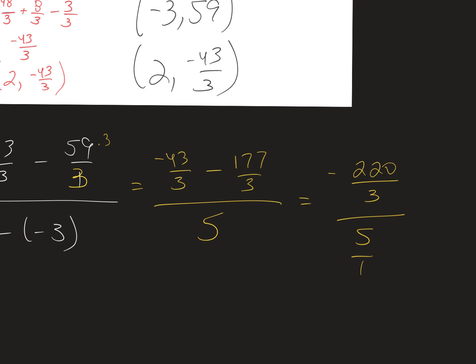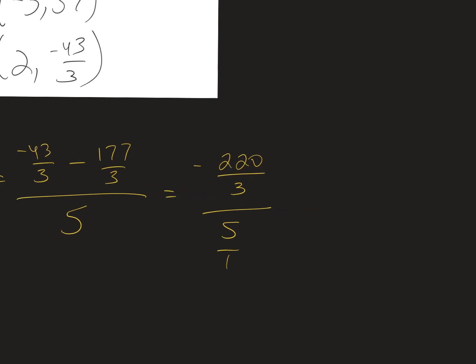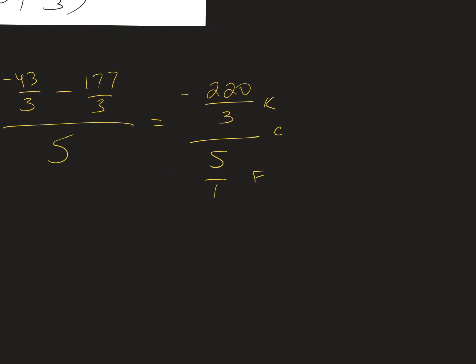All you guys did in the numerator, yeah, it wasn't the greatest thing in the world, but all you did in the numerator was just subtract fractions. Got a common denominator, no big deal. Now you look and you have a fraction divided by a fraction, so you keep, change, flip. So this becomes negative 220 over 3. Keep that first one. What do we change the division to? Multiplication. And then what do I do with 5 over 1? I flip it, it becomes 1 over 5.